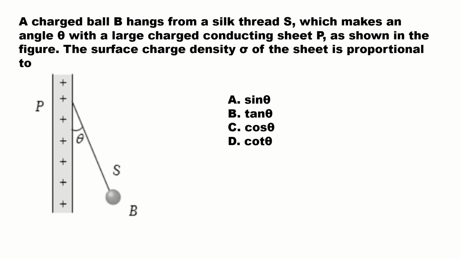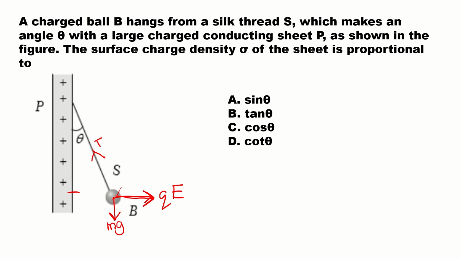So since there's a wire, there must be a tension acting here. Now this ball would have some mass, which gives mg, and since this is a charged ball and this sheet also has a charge, that means there must be some electric force between them. Therefore, assuming they are opposite charges or same charges, we can say there is a force QE acting away from the sheet on the ball.